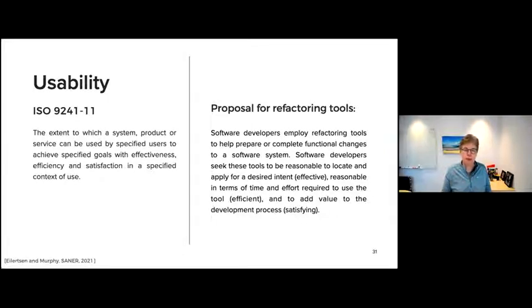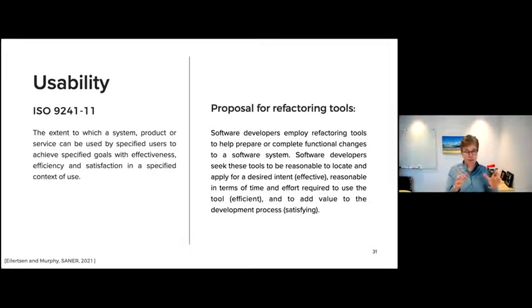So we went back to the definition of usability that comes from ISO, that talks about the extent to which a system, a product, or a service can be used by specified users to achieve specified goals with effectiveness, efficiency, and satisfaction in a specified context of use. That's the definition on the left-hand side. The problem is, like, what does that mean? What is effectiveness? What's efficiency? What's satisfaction for a software tool?